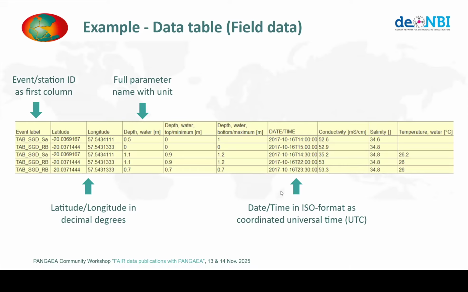So I want to show you now two examples for the actual data table. So here's an example for field data. First you have the event column with the unique event label. Then it's followed by the coordinates in decimal degrees. Then you have the third dimension. In this case, it's depth, water.